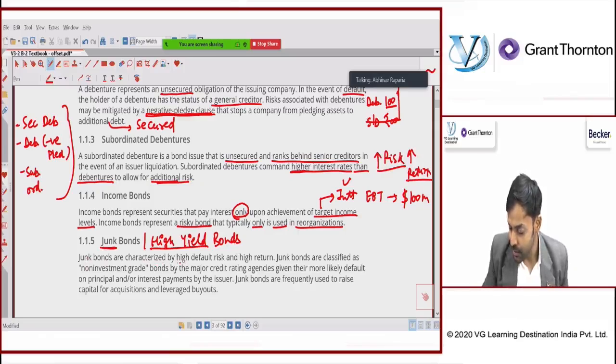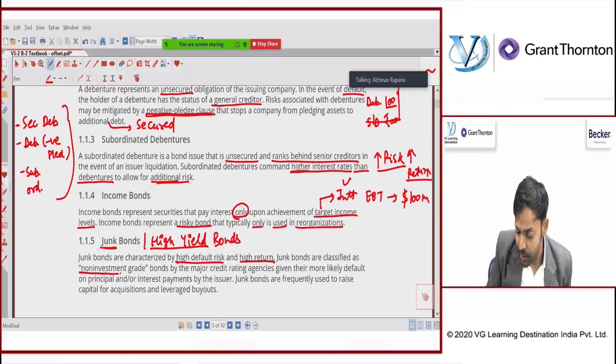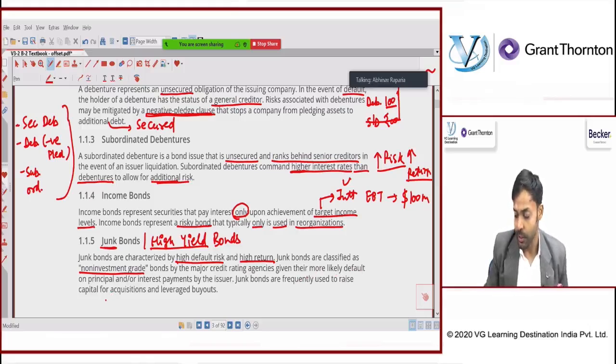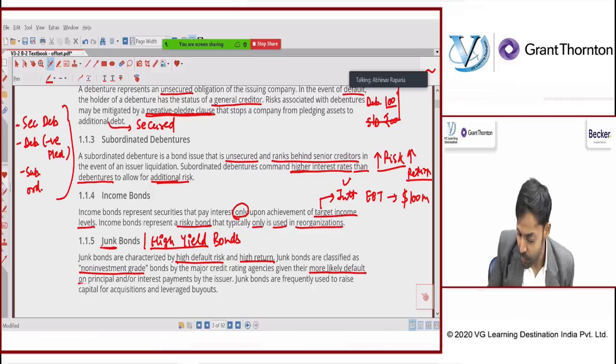Junk bonds are categorized by the high default risk and the high return. The same logic we done. Junk bonds are classified as a non-investment grade, right? This is the non-investment grade. It is not an advisable investment, right? By the major credit rating agency, generally the CRISIL, ICRA, S&P, Fitch. Given they're more likely to default on the principal, so the chances are very high that they're going to default on the principal and on the interest, right?